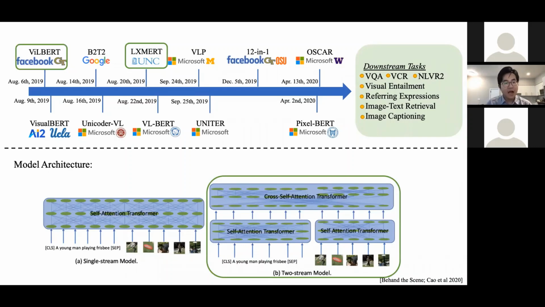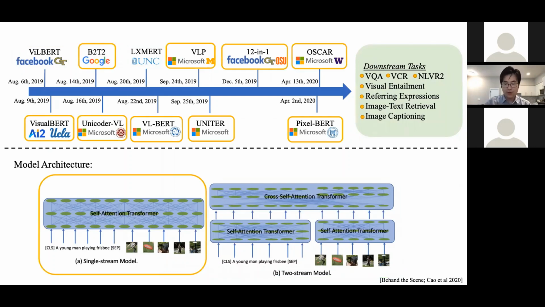Specifically, ViLBERT and LXMERT could be categorized into the two-stream model, while all the others fall into the category of single stream model. If you compare the two model architectures, you could find the basic network unit is the transformer. So let's take the single stream model as one example so that you could easily infer the detailed model architecture in the two-stream model by yourself later on.